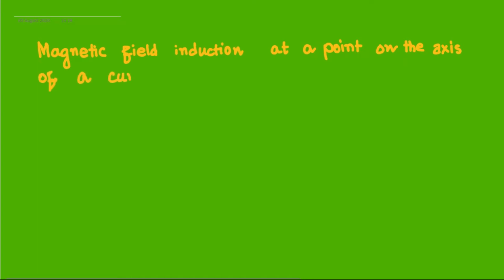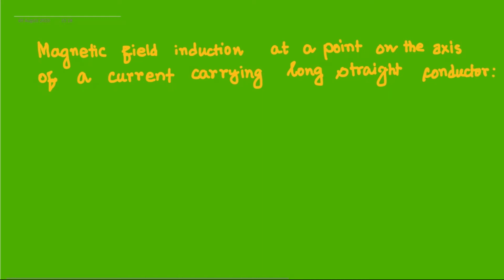Magnetic field induction at a point on the axis of a current carrying long straight conductor. Magnetic field induction at a point on the axis of a current carrying long straight conductor.